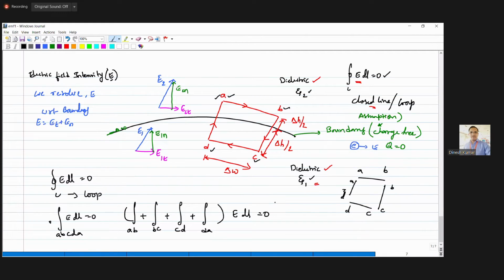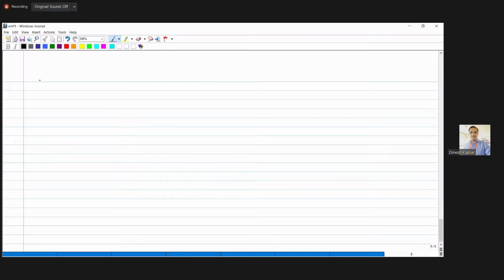So now see here, whatever the line is here, that is AB, which is nothing but the integral over AB of E·dL. This is the integral of BC of E·dL. Similarly, the integral of CD of E·dL, and the integral of DA of E·dL. Now I will calculate the individual integrals and finally substitute the values in this equation. Okay. So now see here, this is the line AB.